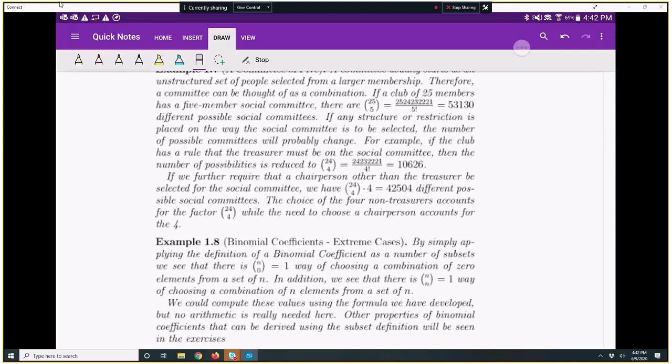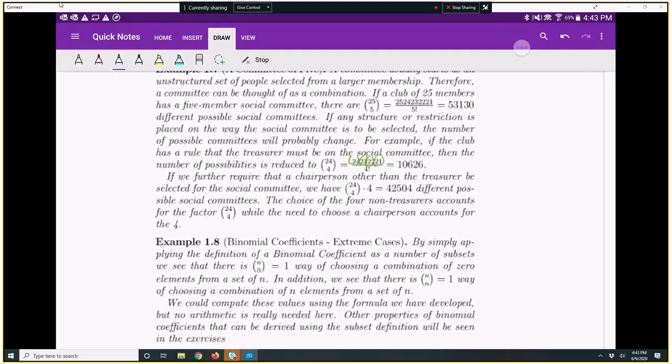So this ends up being 24 times 23 times 22 times 21 divided by 4 factorial, which is 10,626.